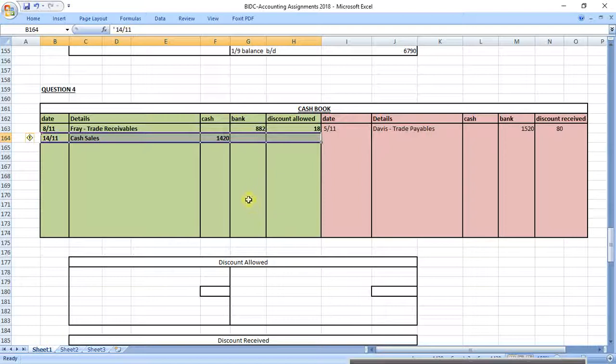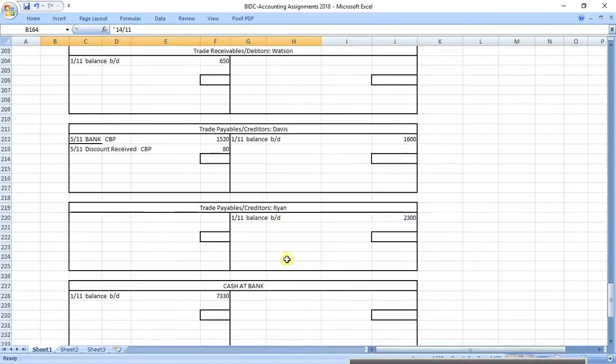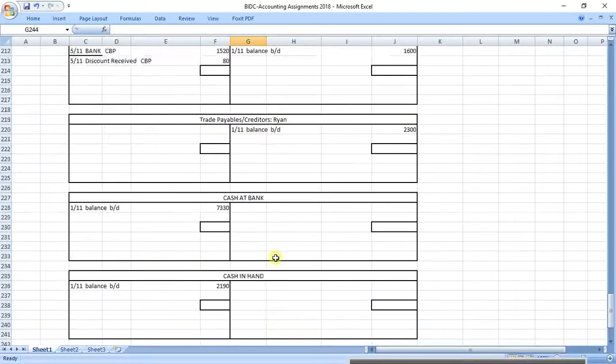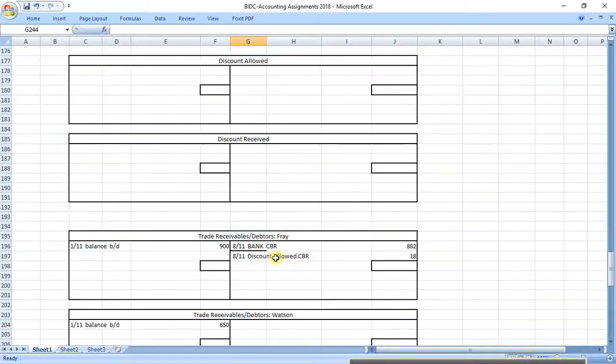So 1420 is going to go where? By sales. In sales, exactly. And this is going to affect what? Cash at bank or cash in hand? Cash at bank is bank. Cash in hand is? Cash in hand. Okay, so this would be affecting the sales. How much was it? Go back up. 1420, yes.